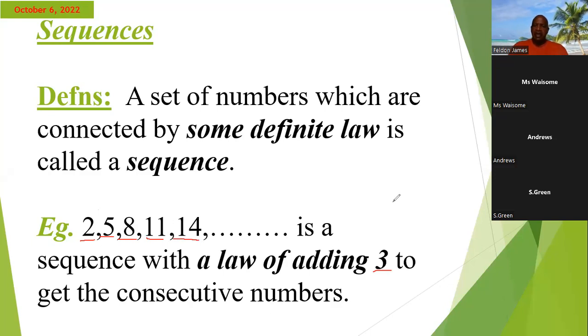Now, I was also saying that you can have other laws apart from just adding. So the law will involve doing some kind of operation. So you could be subtracting, you could be multiplying, you could be dividing. Sometimes you may even use two laws in one sequence. Probably you can add and multiply at the same time. So let's say that you're multiplying the number by 3 and then you add 1. That could also be a law or a pattern that you use to derive the numbers.